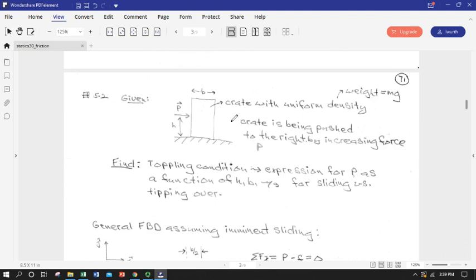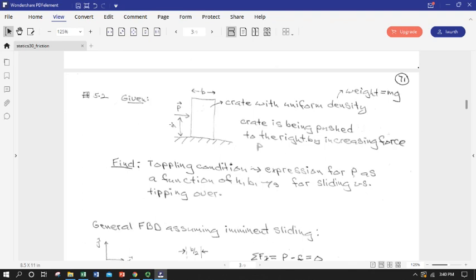So as an example, we're going to do a numberless example. There are units contained within the variables. We're going to derive the toppling criteria and sliding criteria for a block for which we're applying a force that's opposed by friction. So we've got our crate again. It's got uniform density, and it's got a width of b, and we're applying some horizontal force P, and we're applying it at some height h.